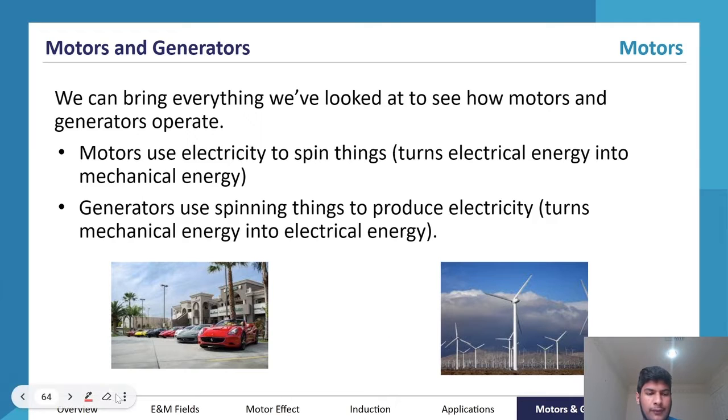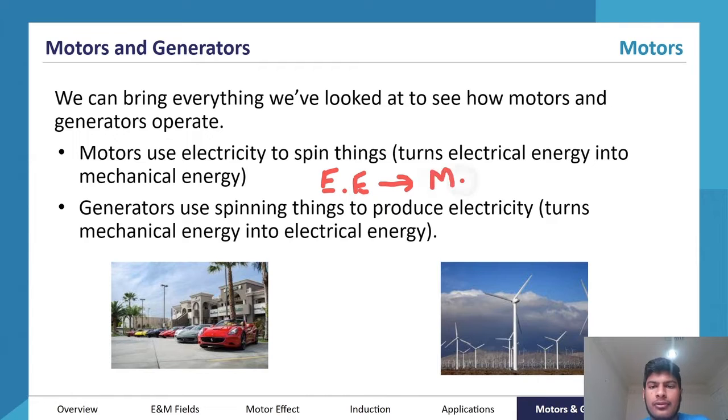If we draw an energy diagram, we have electrical energy, so I'm going to write EE, and that turns into mechanical energy in the case of motors. Whereas for generators, we have mechanical energy turning into electrical energy.